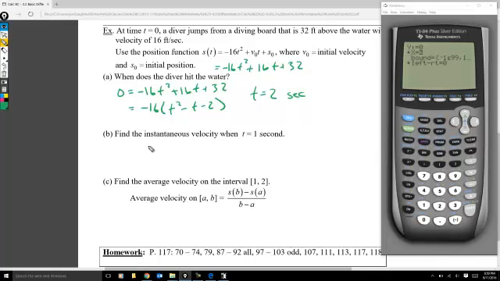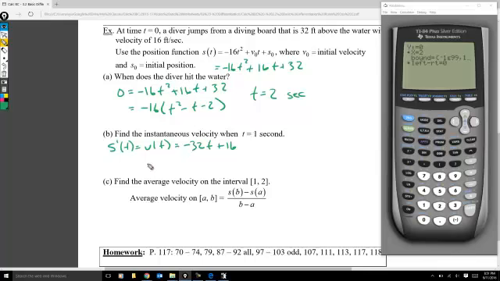All right, for part B, I want to find the instantaneous velocity. So I'm given position, but I want to find velocity. Now the handy thing is that the derivative of position is my velocity. That's something that I know. That's the relationship between position and velocity. So let's find the derivative. I just multiply this by 2, so negative 32t plus 16. All right, this is my velocity.